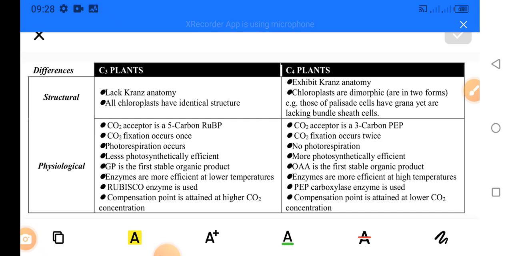Then compensation point is attained at high carbon dioxide concentration. I will look at compensation point as we proceed. Then this side, compensation point is attained at low carbon dioxide concentration. So I will talk about compensation point as we proceed.